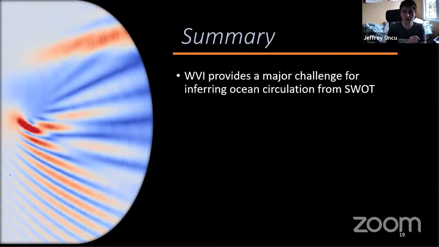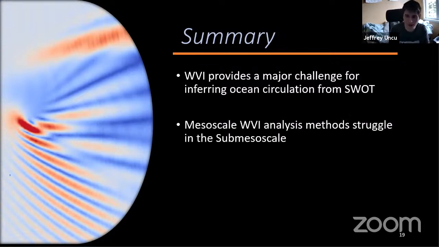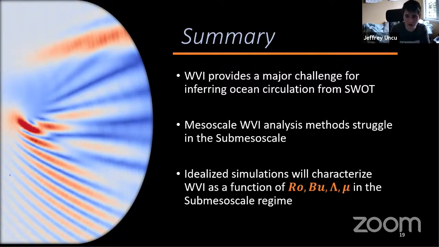So in summary, wave vortex interactions provide a major challenge for inferring ocean circulation from SWOT, and the methods which have been developed up till now in the mesoscale will struggle as we go towards the sub-mesoscale. So our goal, and what we've been doing, is running idealized simulations of the shallow water model to characterize the strength of these wave vortex interactions as a function of these four non-dimensional numbers, and we'll push it to the sub-mesoscale regime and see what patterns pop up, basically. So thank you for listening to my talk, and I'd be happy to hear any suggestions on how to characterize these interactions. Thank you.